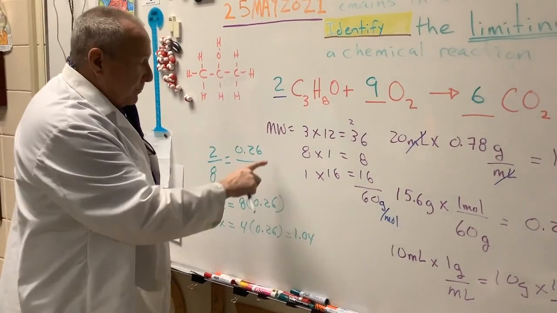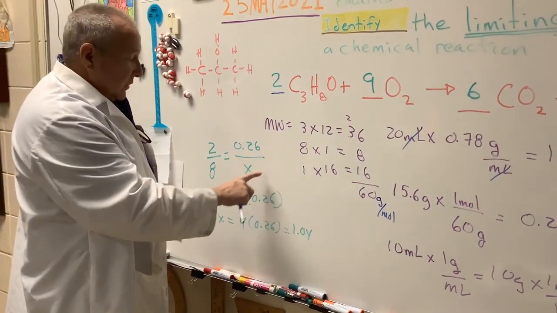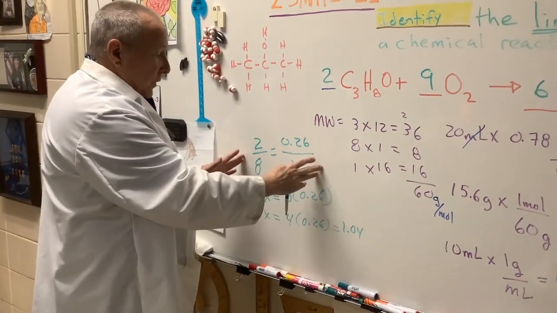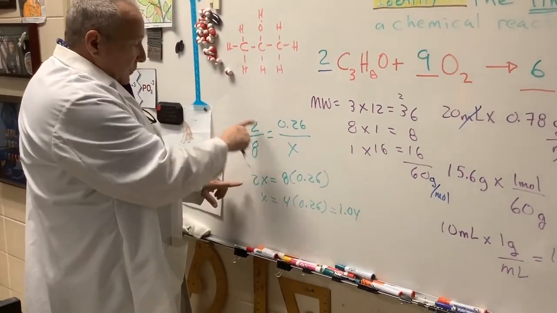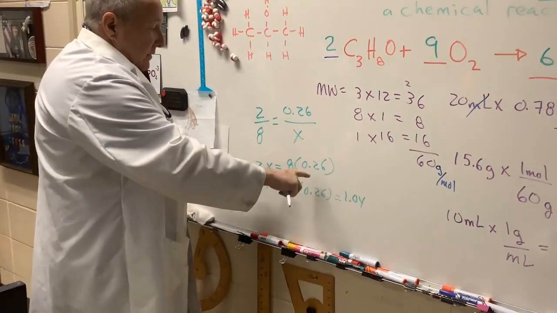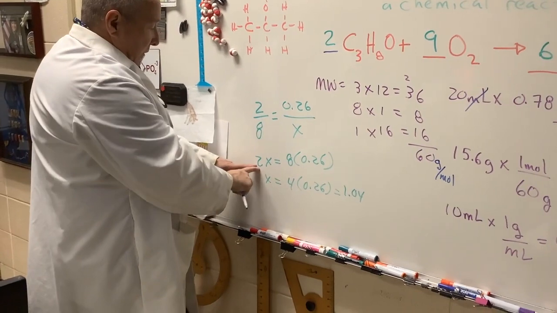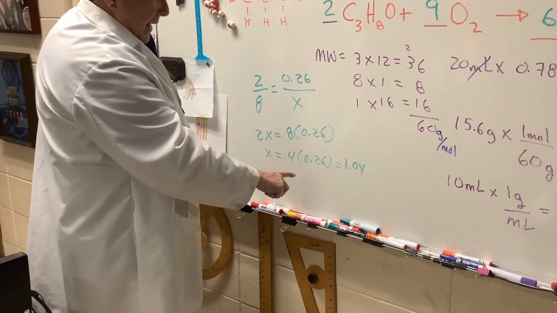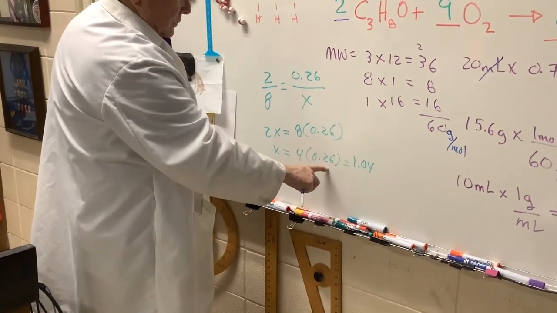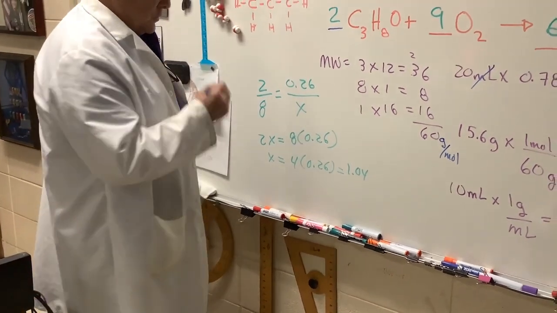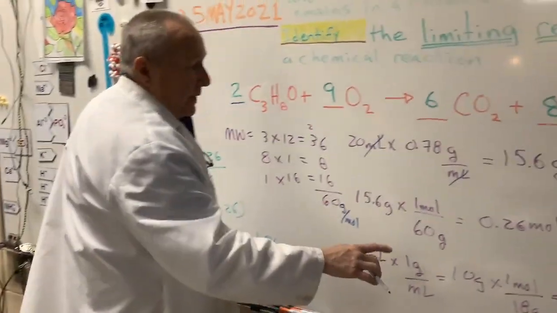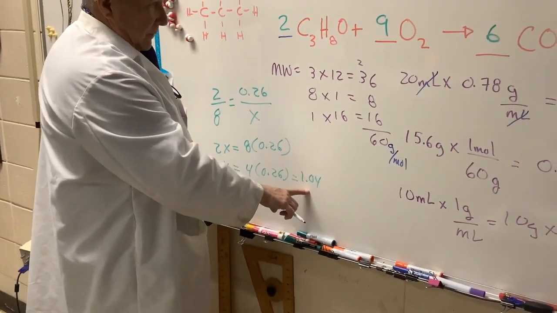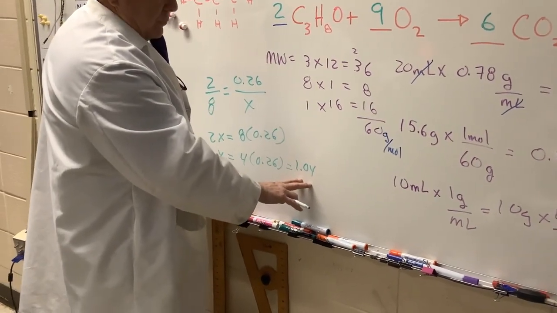But we didn't have 2 moles, we had 0.26 moles. And the question is, how much water should I produce? So if you set up this mole ratio and then cross multiply, 2x is equal to 8 times 0.26. So I divided both sides by 2, and 8 divided by 2 is 4. And 4 times 0.26 is 1.04. So I should have, from this many moles of isopropanol, produced this many moles of water. About 4 times as much, 1.04 moles.